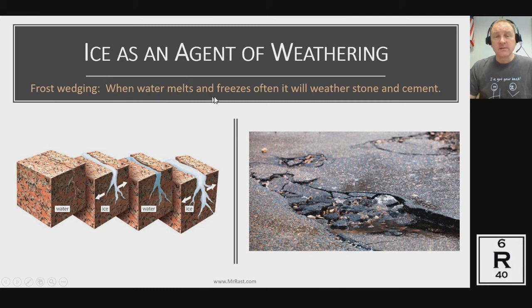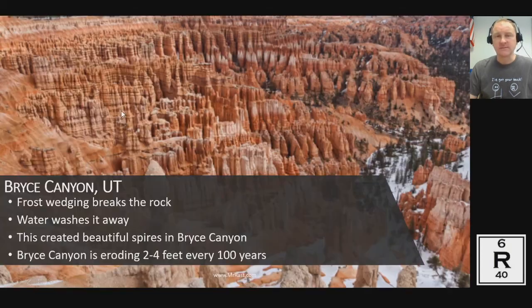When water melts and freezes often, it will weather stone and cement. So in areas where it gets warm and cold often, where it kind of borders back and forth on that, we see a lot more damage to things like cement and rocks, and that is because of frost wedging.